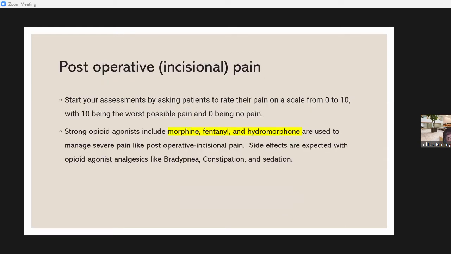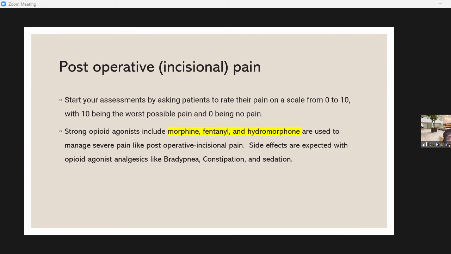If patient has pain, almost all patients have pain after the surgery. This is called post-operative or incisional pain. What should you do? You should ask, because patients have different tolerance to pain and different levels of pain. You should ask your patient to rate the pain on a scale from 0 to 10, where 10 is the worst pain that you have ever experienced. How do you rate your pain?